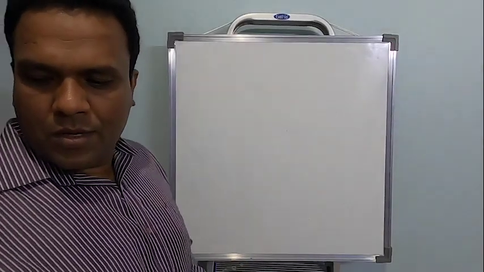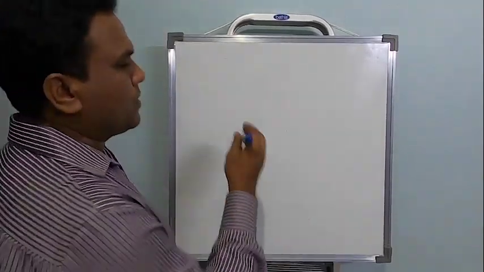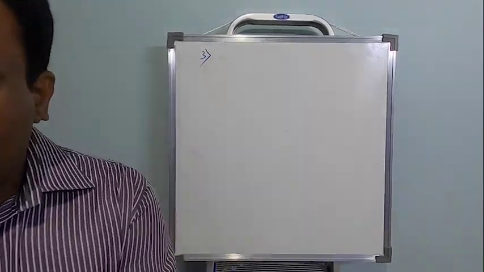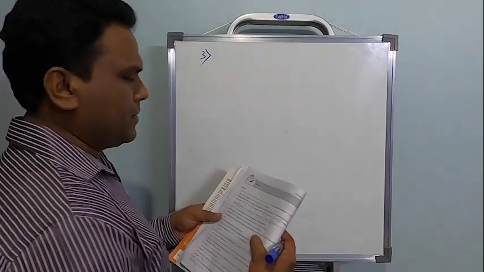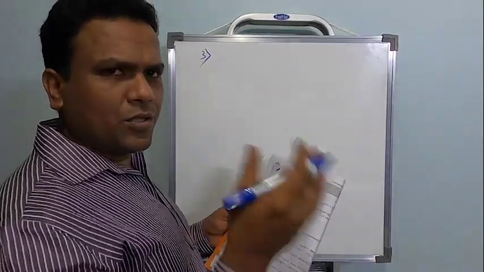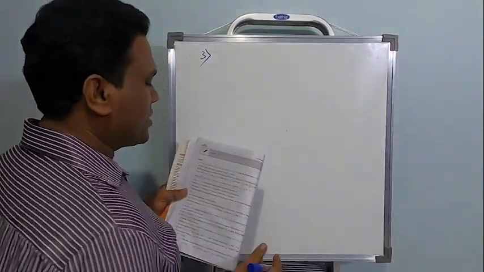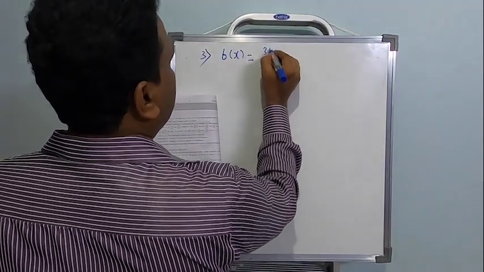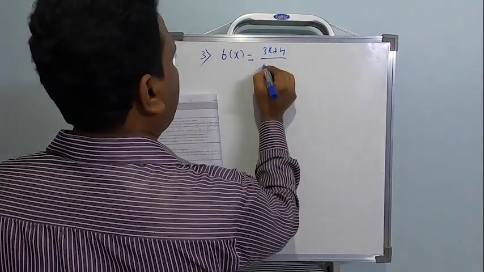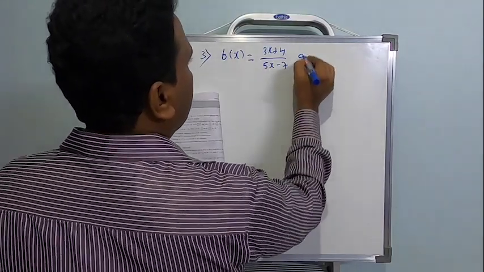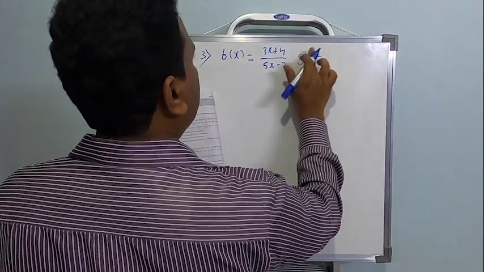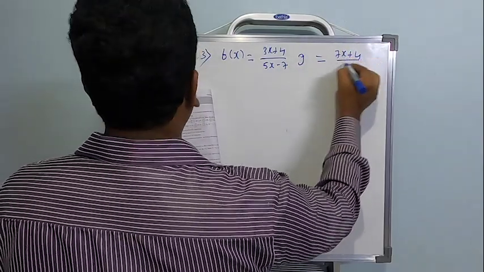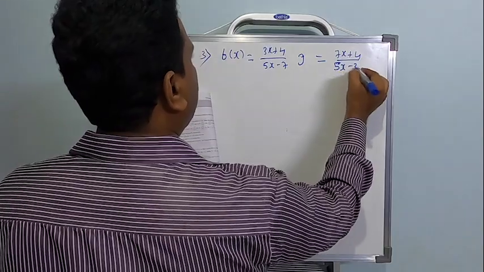Fine. Now let's move on to the next problem, number 3. Problem number 3, I'll directly take the function. You just go through the theory of the problem that has been mentioned. So what they said is f of x is defined as 3x plus 4 by 5x minus 7. g is defined by 7x plus 4 by 5x minus 3.